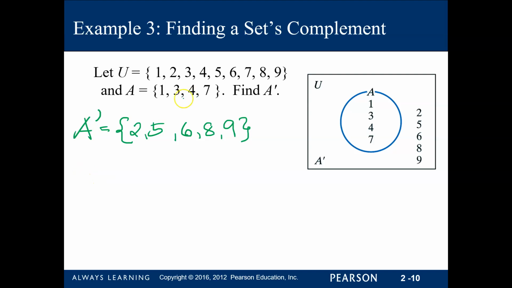So if you are not given a Venn diagram, you just have to always compare set A to the universal set. Remember, universal set is the biggest set. So anything that is not in set A can be found in the universal set. If you have your Venn diagram, it's easy. You just have to remove everything in set A. So you will see that these are 2, 5, 6, 8, and 9.